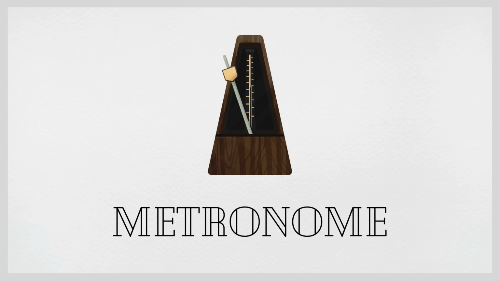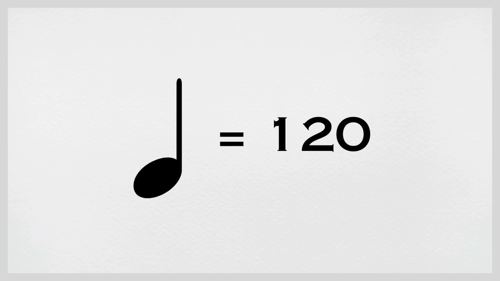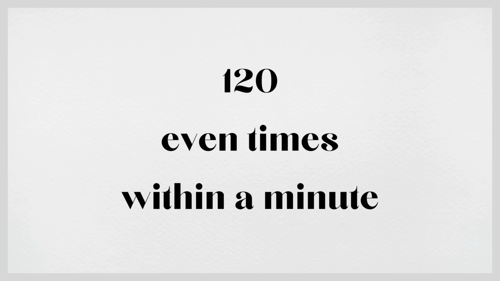What you are seeing and hearing right now is a metronome. The job of a metronome is to set the tempo for music. Because of this, the metronome is the basis of all music. The current tempo you're hearing right now is 120 beats per minute, or BPM. This means that the metronome will click 120 even times within a minute.